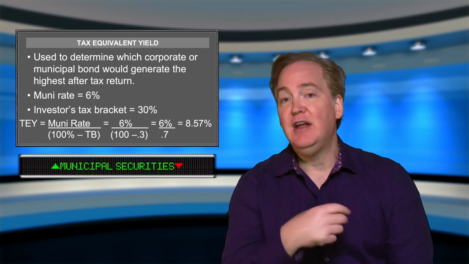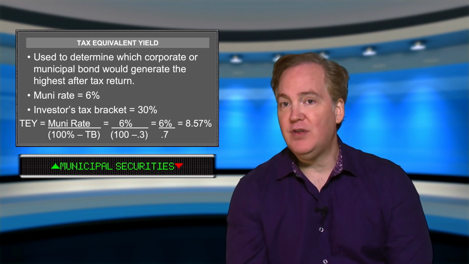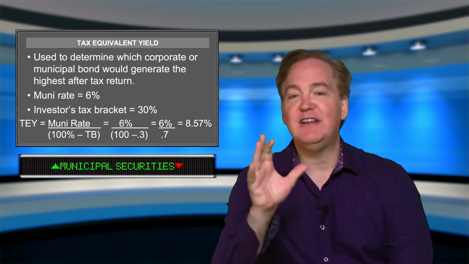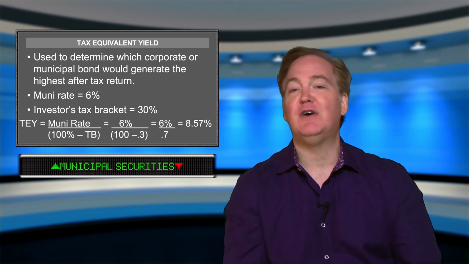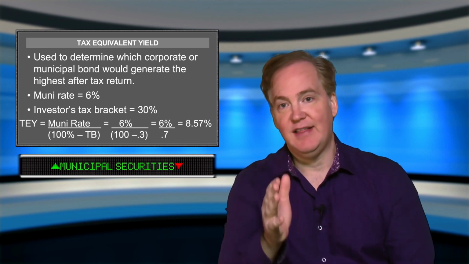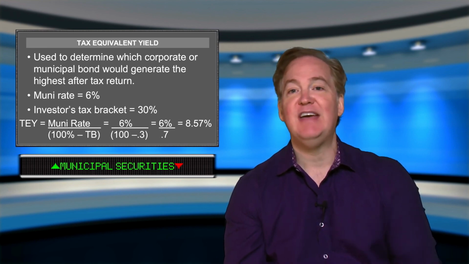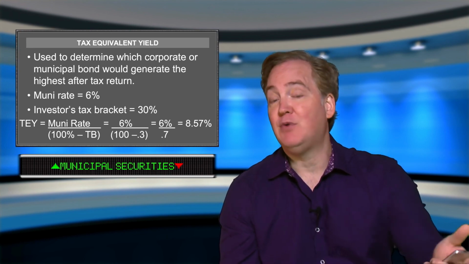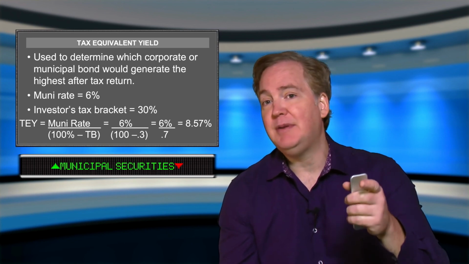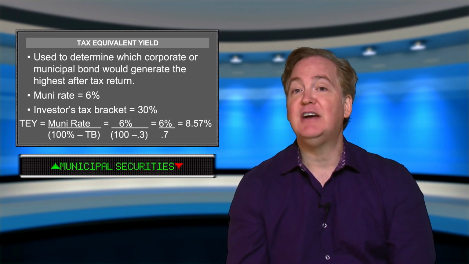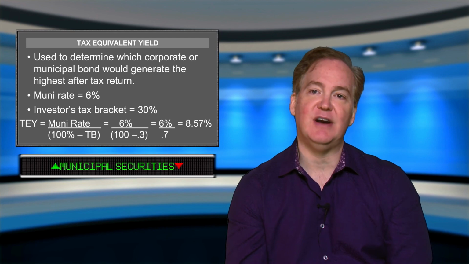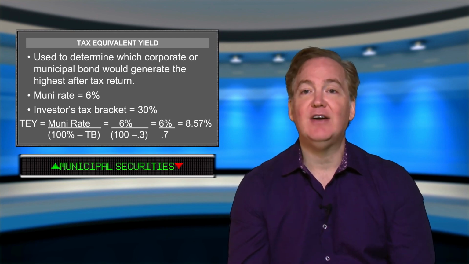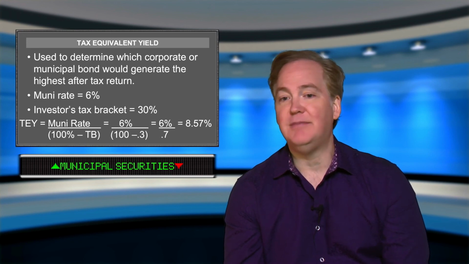Now, if the corporate bond offered more than 8.57%, we would be better off in the corporate bond. So perhaps it offers 8.6%. That would be the better choice. If it offered less than 8.57%, perhaps 8.50, well, then we would be better off in the muni, because once taxes are taken into consideration, the muni results in a higher after-tax income.